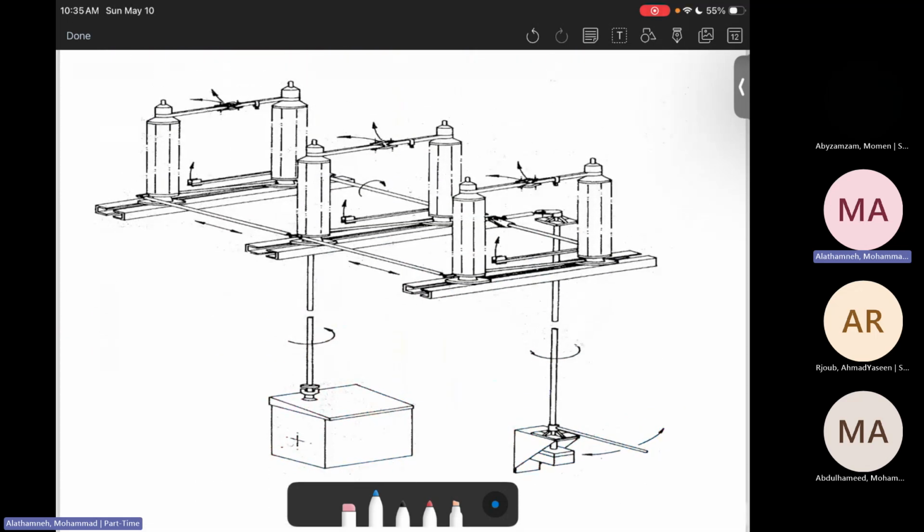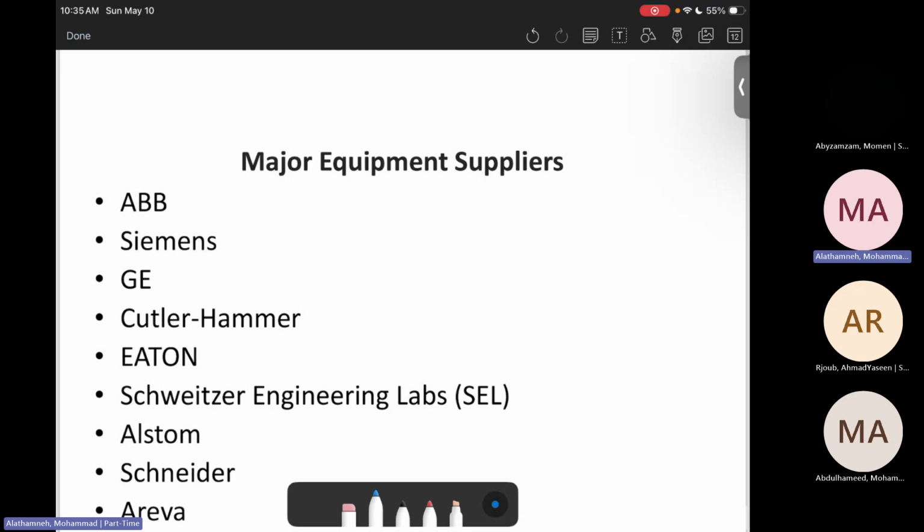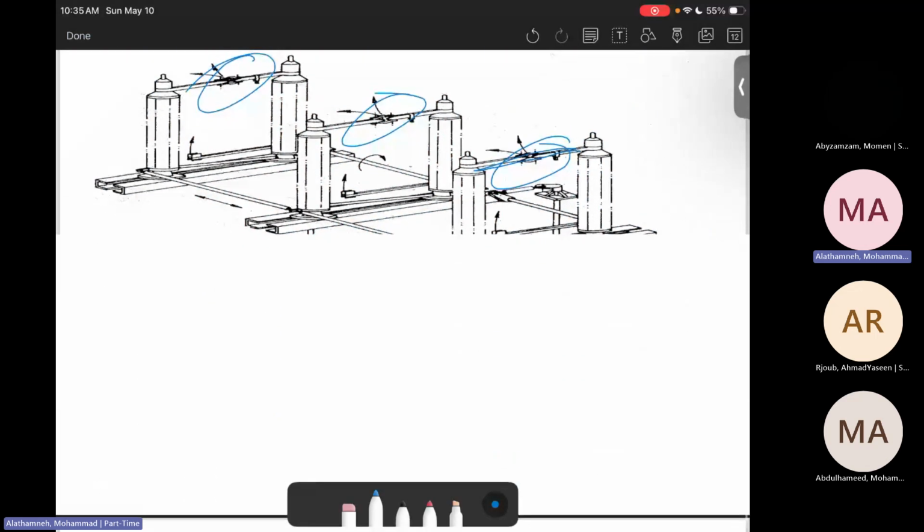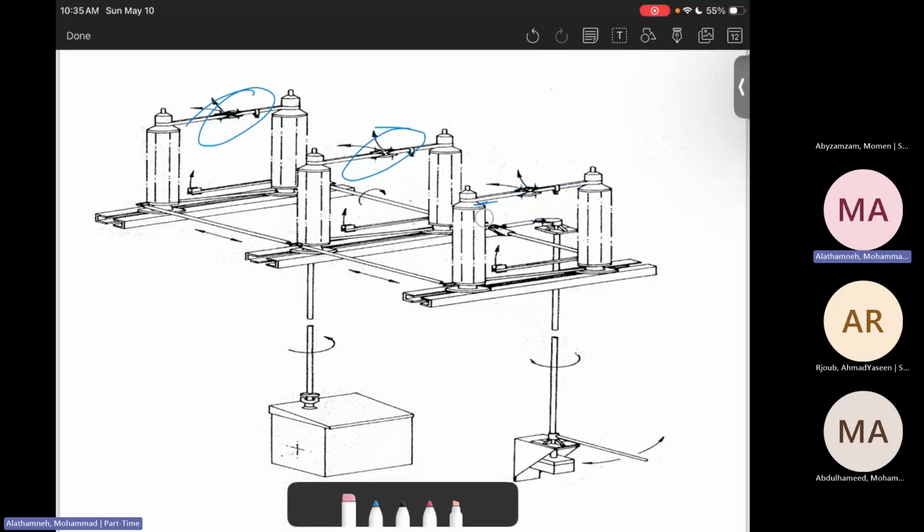Here is how the fuse looks like. This is the fuse. A fuse, or sometimes it can be a circuit breaker. I'm sorry, it's not a fuse. These are isolators. Apologies. These are the isolators.